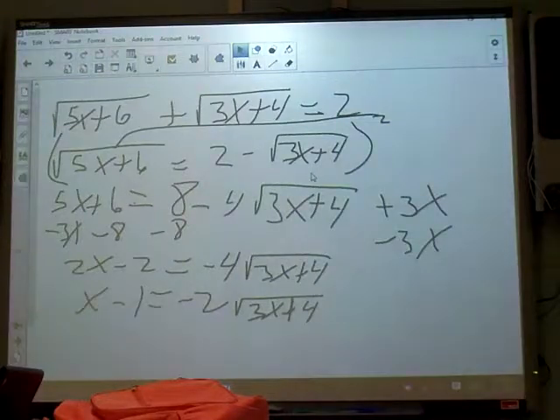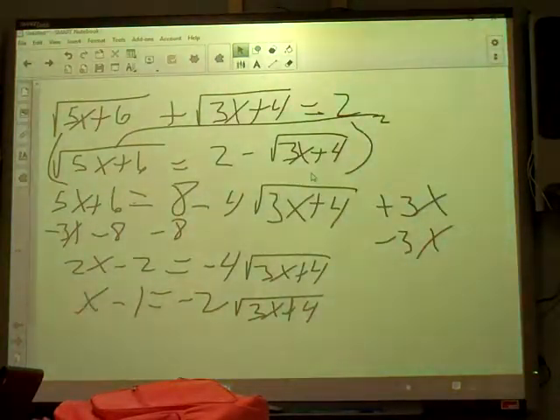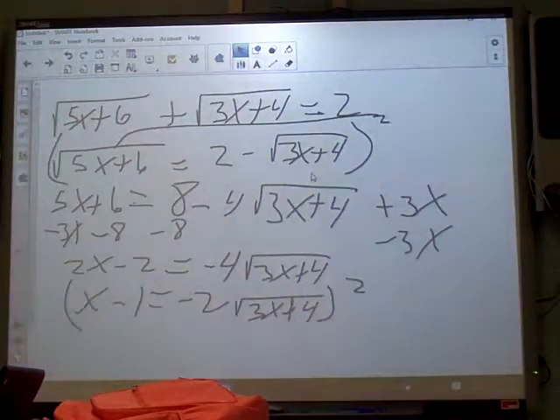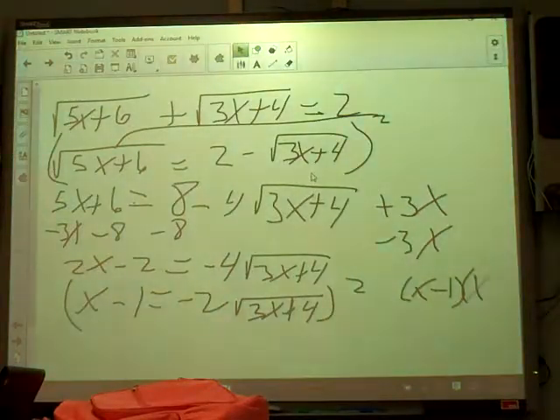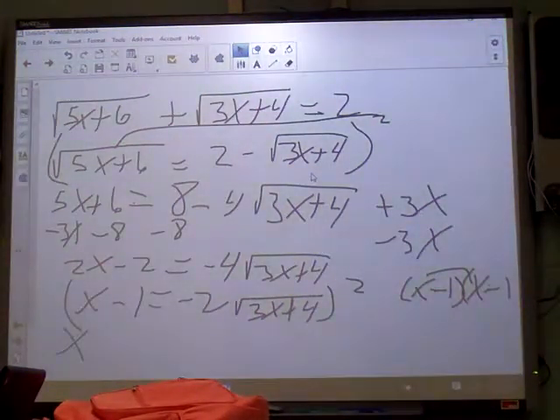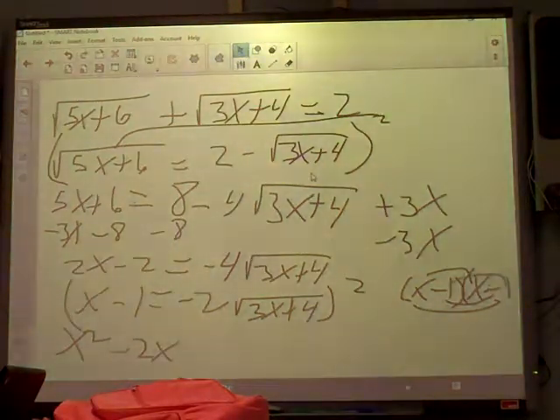Okay, so now we got to get rid of that square root, and I know there's still a negative 2 there, and that's okay. So we're going to square it all. So on the left side, when we square that, that's going to be x minus 1 times x minus 1. So it gets you x squared, minus x and minus x is minus 2x, plus 1.